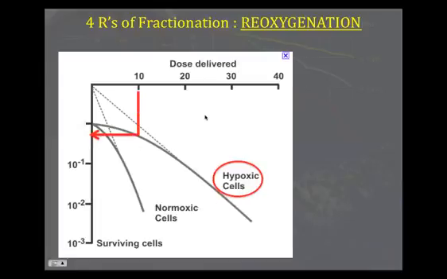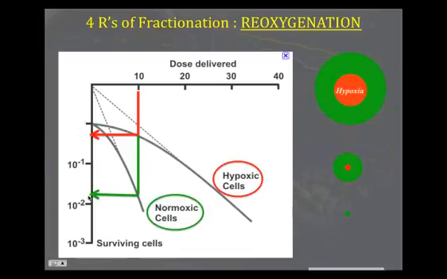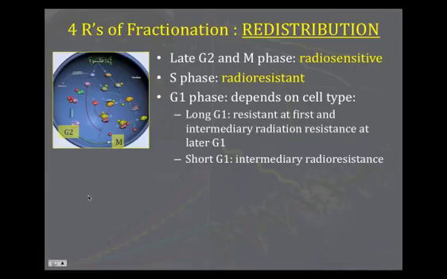And what's the mathematical description of that? So you can see here the effectiveness of the same dose of radiation and how much cell death it leads to, or the amount of cells surviving, extremely high in comparison to the same dose given to normoxic cells.